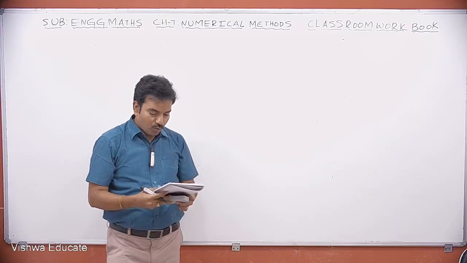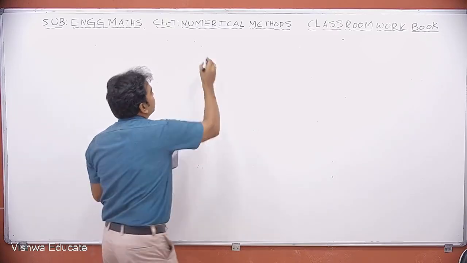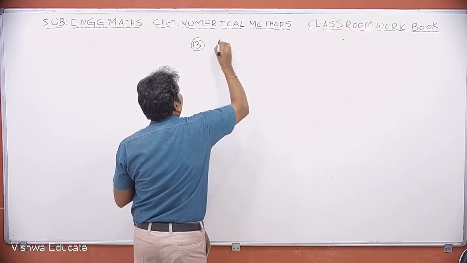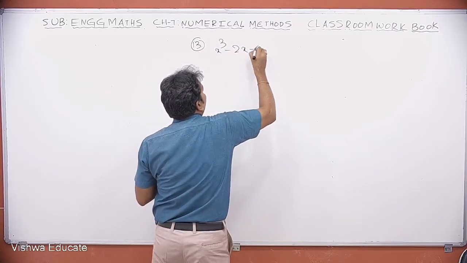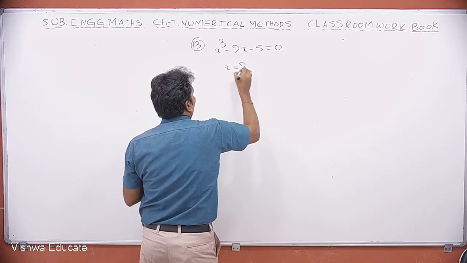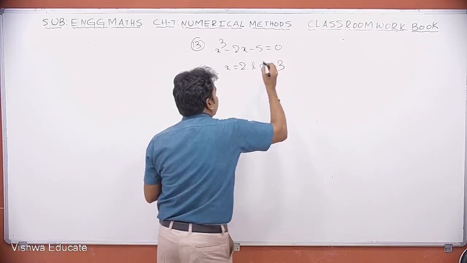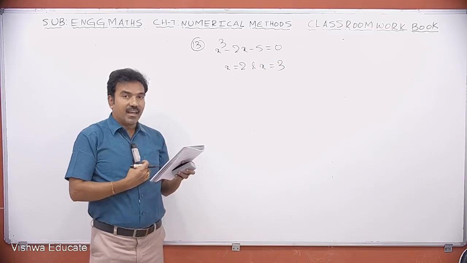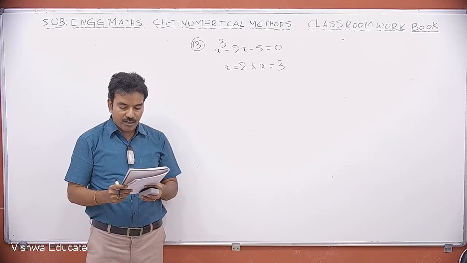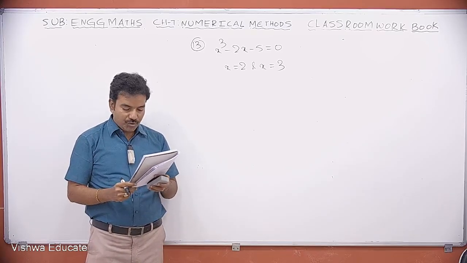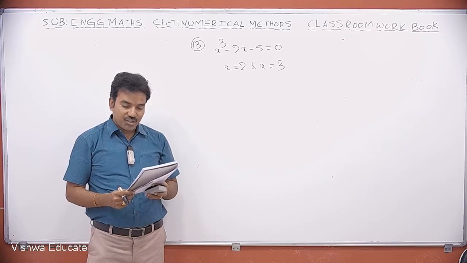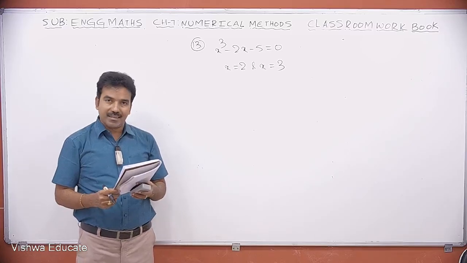Now next we move to question number 13. A real root of the equation x cube minus 2x minus 5 equal to 0 lies between x equal to 2 and x equal to 3. The location of the root obtained after the second iteration using the Regula-Falsi method is?